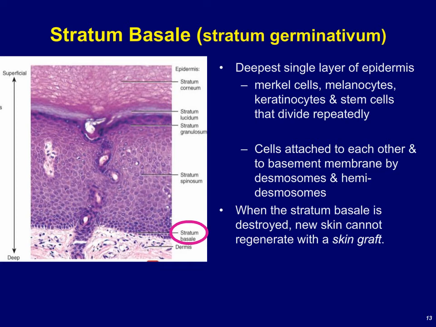And so this is a single layer of cells that are dividing very rapidly. And this layer is called the stratum germinativum because it gives rise to all the cells that are above the stratum basale. And so this is the cell layer where new cells are created.